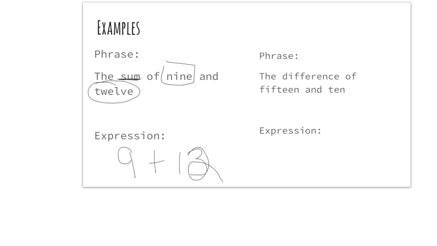The next phrase, we have the difference of 15 and 10. Right away I see 15 and 10. Those are going to be our numbers. Another important word I see is difference. Difference means to subtract. So we have 15 and 10, and we're taking the difference of it. So it's going to be 15 minus 10.